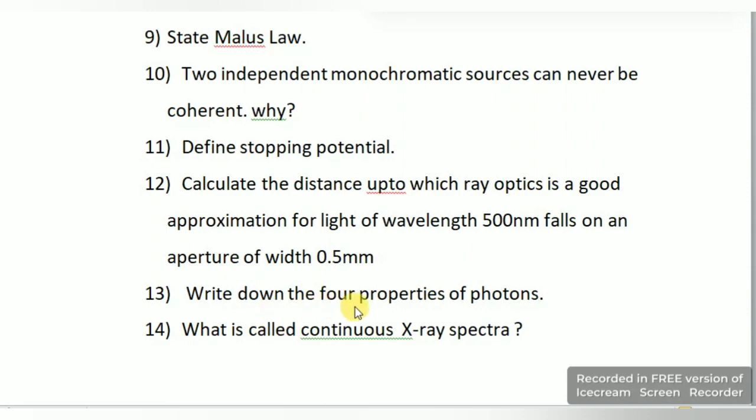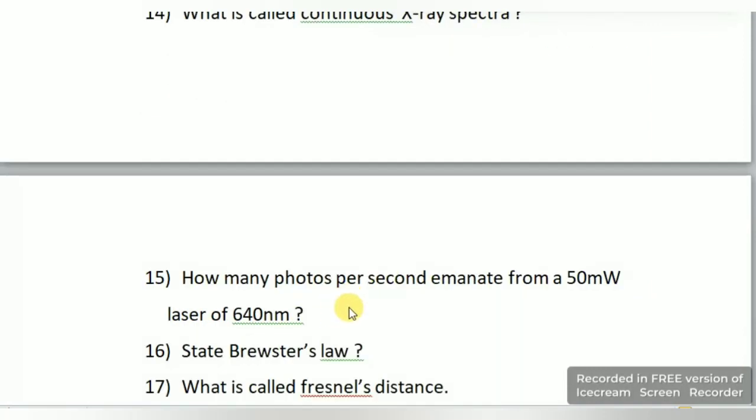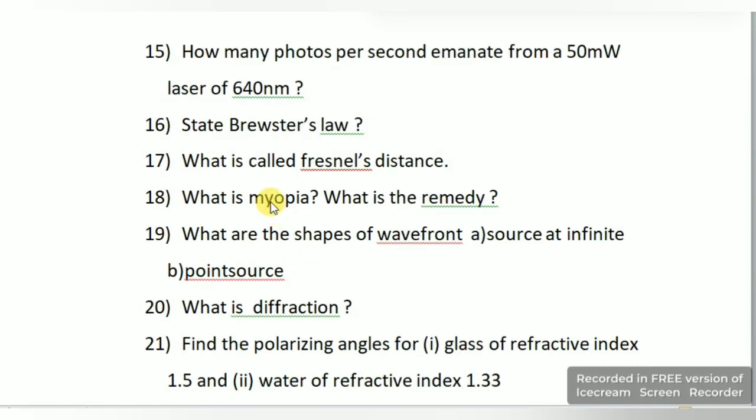Next one, write down the four properties of photons. Next one, what is called a continuous X-ray spectra? Next, how many photons per second emanate from a 50 mW laser of 640 nanometer? Next, state Brewster's law. Next, what is called Fresnel's distance? Next, what is myopia? What is the remedy?